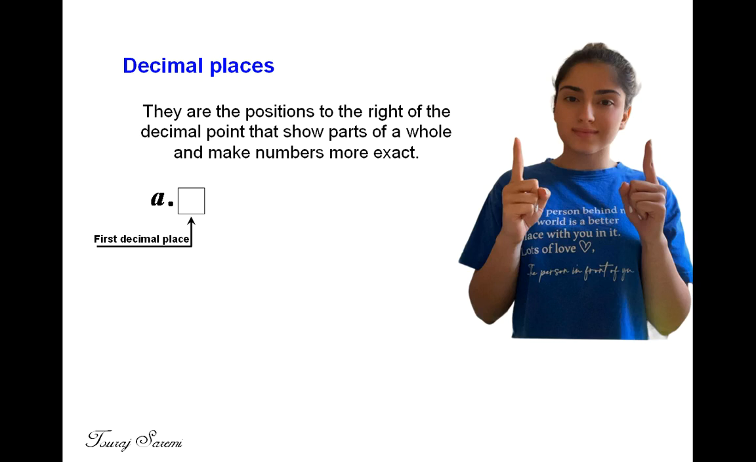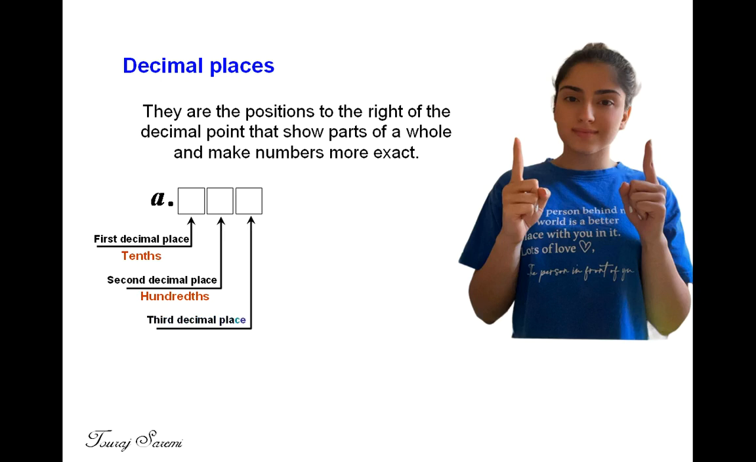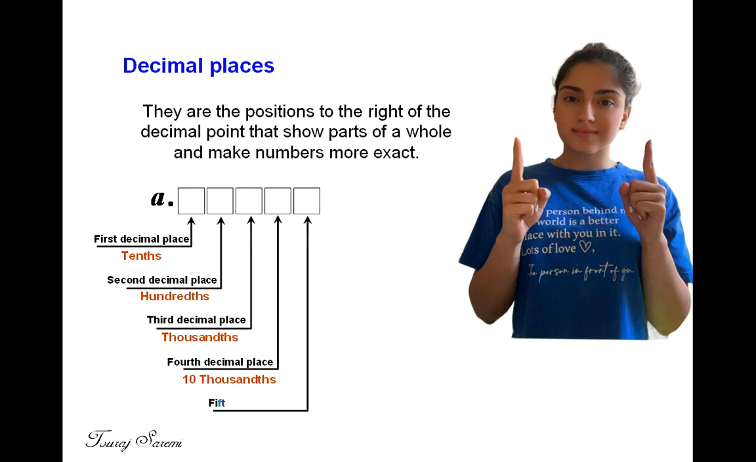First decimal place: tenths. Second decimal place: hundredths. Third decimal place: thousandths. Fourth decimal place: ten-thousandths. Fifth decimal place: hundred-thousandths.